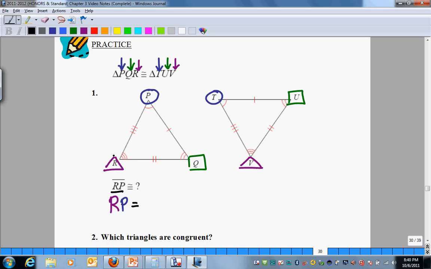You can see R to P. Another way I could look at it, I'm going from triple hatch to 1 hatch. So I must follow that same order here. Triple hatch to 1 hatch. And again, the color purple to blue. So my correct match is going to be V to T. That's the correct match there. RP is congruent to VT.